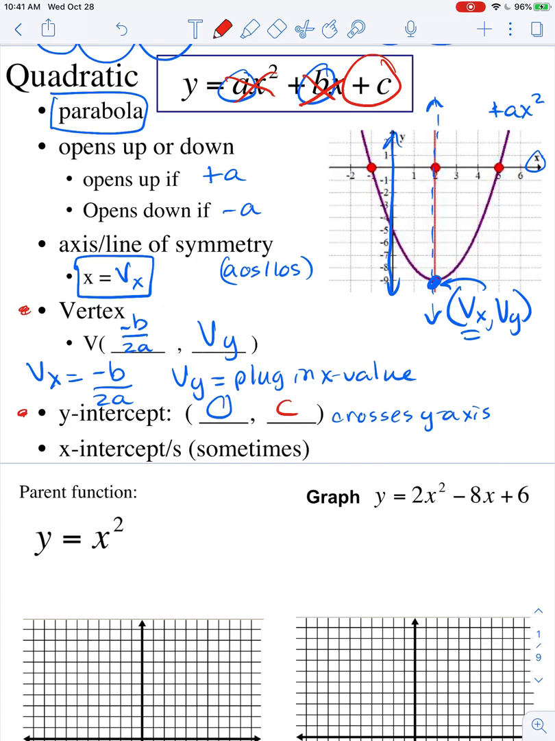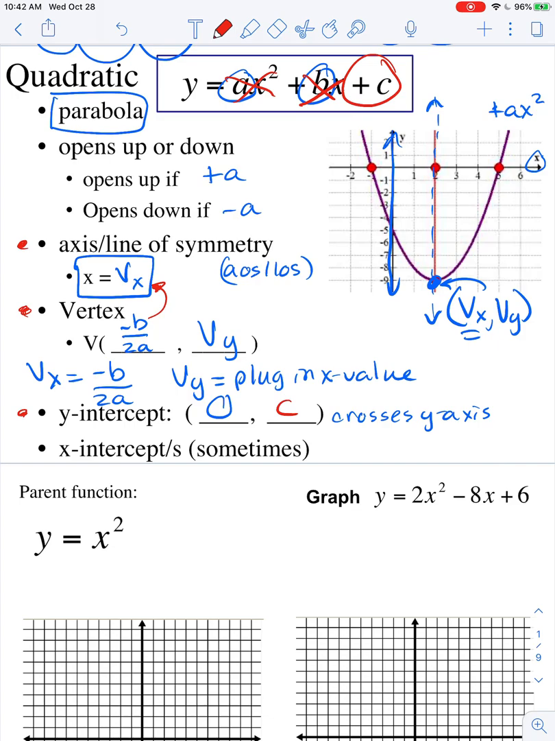You can find the vertex by doing the opposite of b over 2a, but then you can find the line of symmetry with no math by just stealing that x coordinate. So you won't be doing a ton of math. It's just a matter of remembering which values tell you what things.